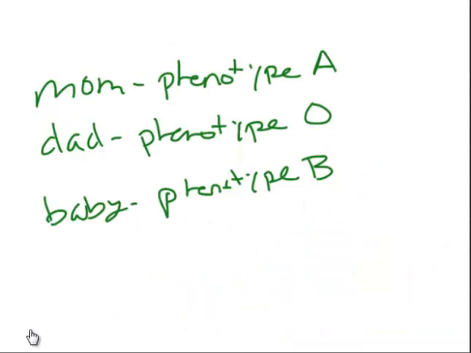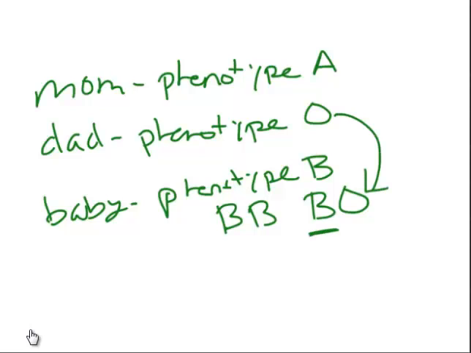Okay, so we're going to do one more type of problem. If I have a mom whose phenotype is type A, and the dad's phenotype is type O, and the baby's phenotype is type B, I want to know if it is possible for that to happen. So I know that this child could either be BB or BO. So I know that this O could have come from the dad, meaning that B would have had to come from the mom, but that's not possible because the mom has A. So she could only be AA or AO.